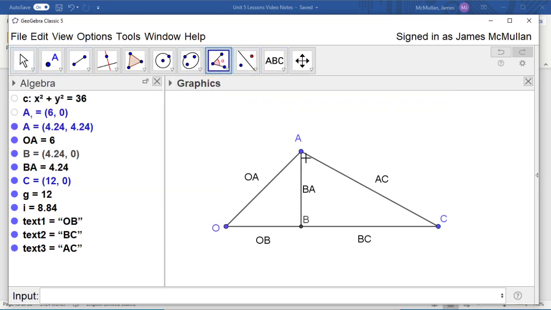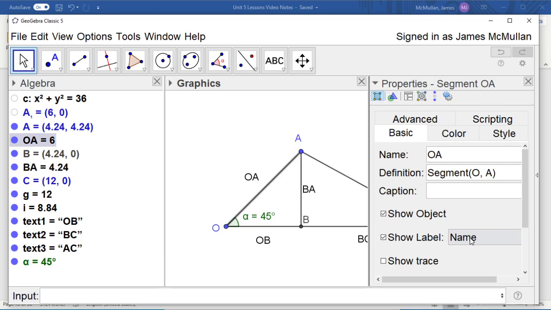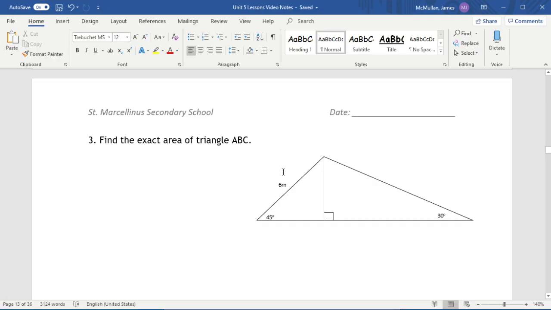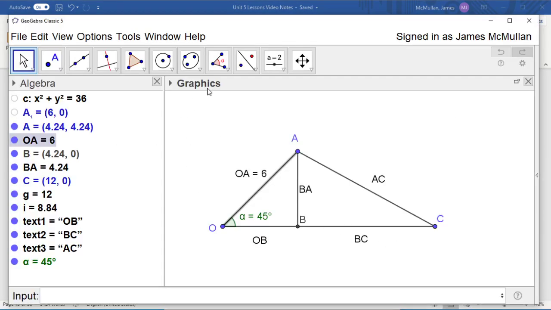What I currently know is that angle BOA is equal to 45 degrees. I also know that side length OA has a value of 6. So let's name that value, OA equals 6. So that's what we've got right at the moment. Our goal is to calculate the area of the triangle. We also know that the angle down here in the corner is 30. So let me measure that.